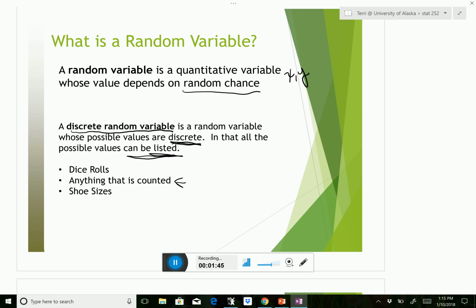But discrete random variables can do other things. Of course, dice rolls are discrete, and shoe sizes are discrete, even though they have halves: 3.5, 4, 4.5, 5, and so on. Those are still discrete. Anything that can be counted is discrete, even if it is infinitely countable. Usually we just have a few set of numbers, but there are a couple of distributions that are infinitely countable, but after you get past a few numbers, the probabilities are nearly zero, so we kind of ignore them.